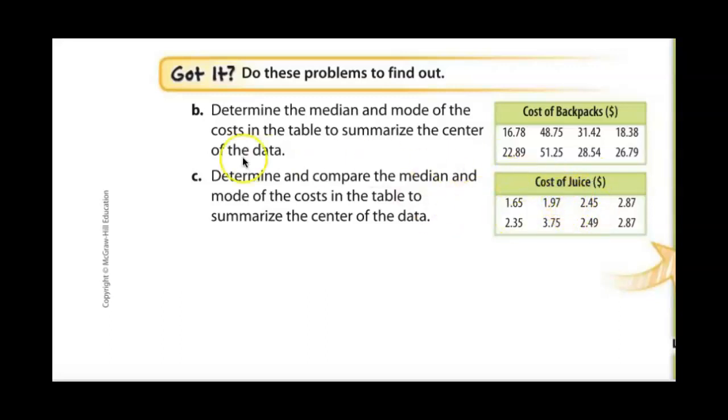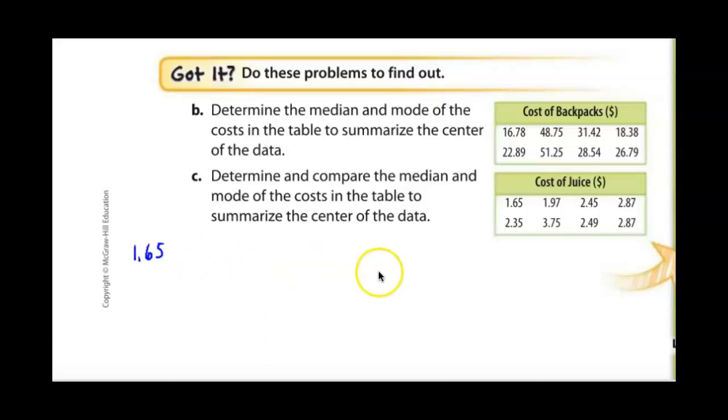We're going to do C, the cost of juice chart, determine and compare the median and the mode of the cost in the table, summarize the center of the data. Okay, so first thing we're going to do is put this in order from least to greatest. So what's going to be the first number that I write on my list? Go ahead and answer that for me, please. Okay, if you said 1 in 6,500ths, you're correct.